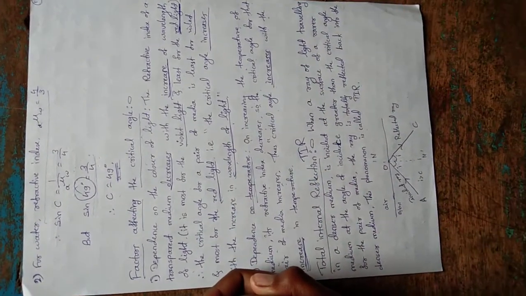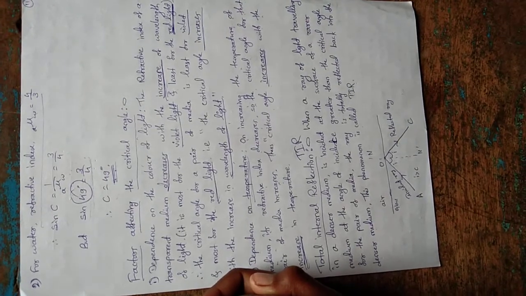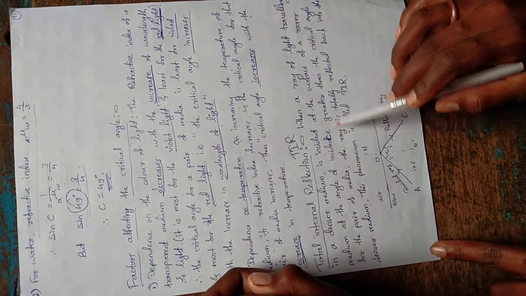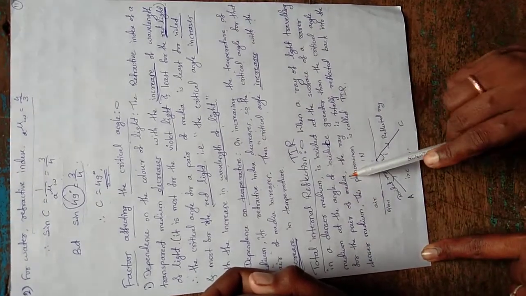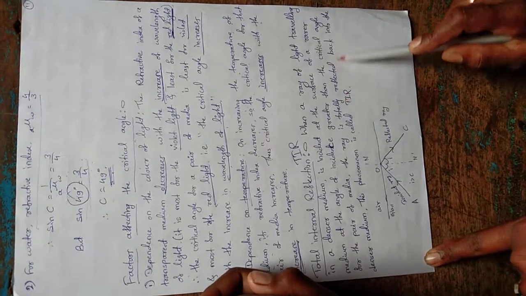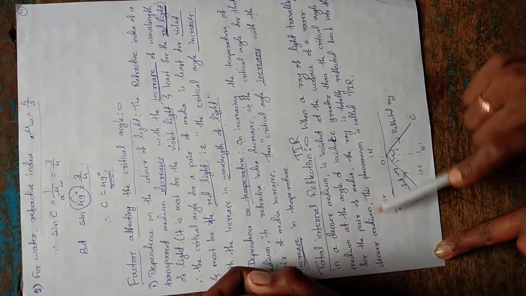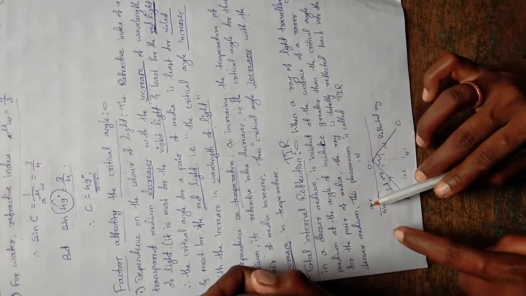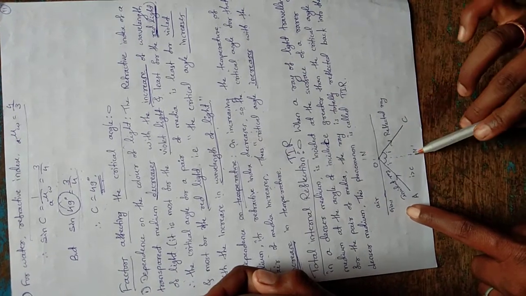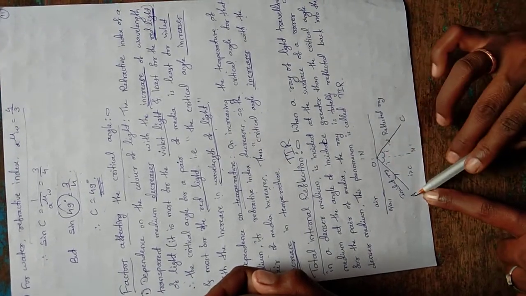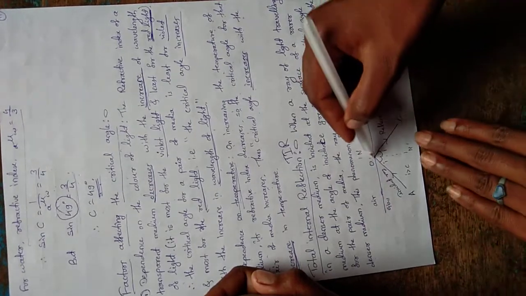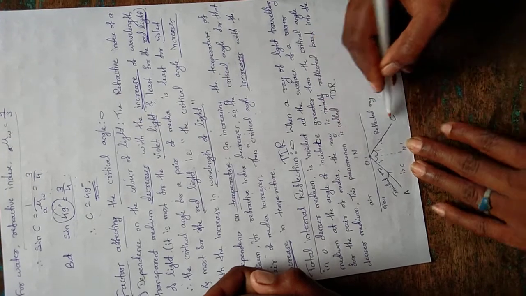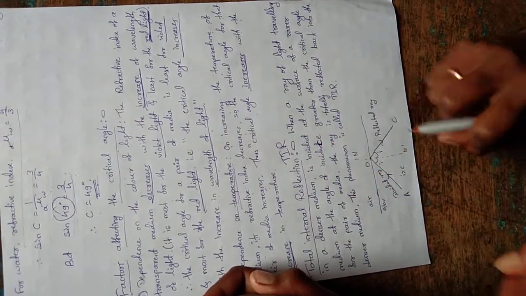When a ray of light traveling in a denser medium is incident at the surface of a rarer medium at the angle of incidence greater than the critical angle for a pair of media, the ray is totally reflected back into the same medium. This is known as TIR. See in this diagram, air is a rarer medium, glass is a denser medium, N dash is the normal, and the incident ray is AO. It is totally reflected to that same medium, means in the denser medium only, that is OC. So this is a total internal reflection.